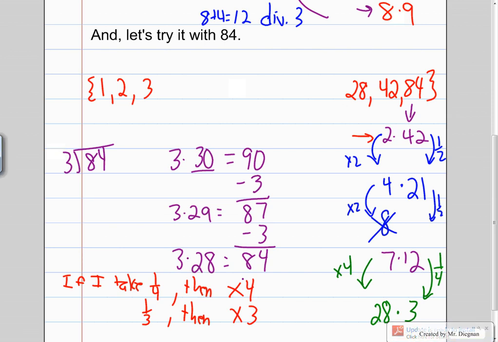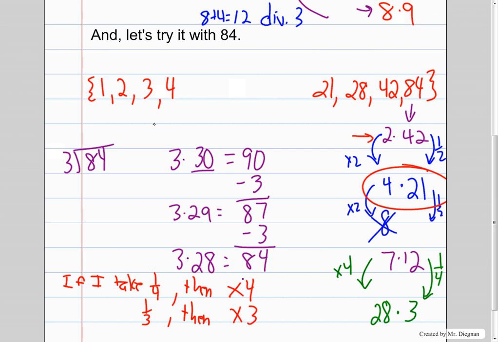Do I already know 4 times? Yeah, I already know. 4 times 21, right? So 4 times 21 equals 84. How about 5? No. 5's not going to work, right? It doesn't end in a 0 or a 5. What about 6? Will 6 work? 6 has to work. Why? Because 3 and 2 work. So we know 6 has to work.